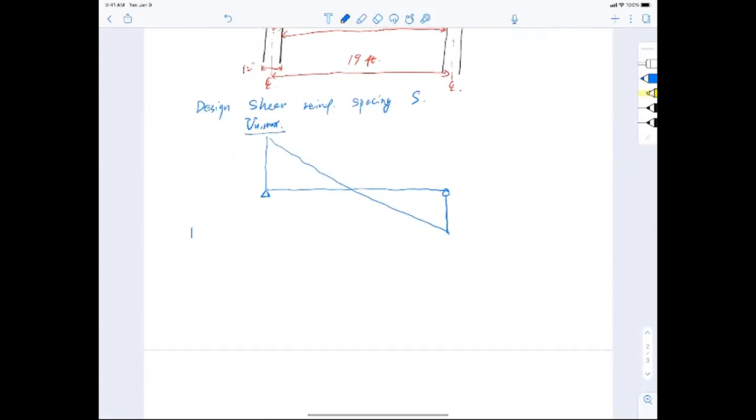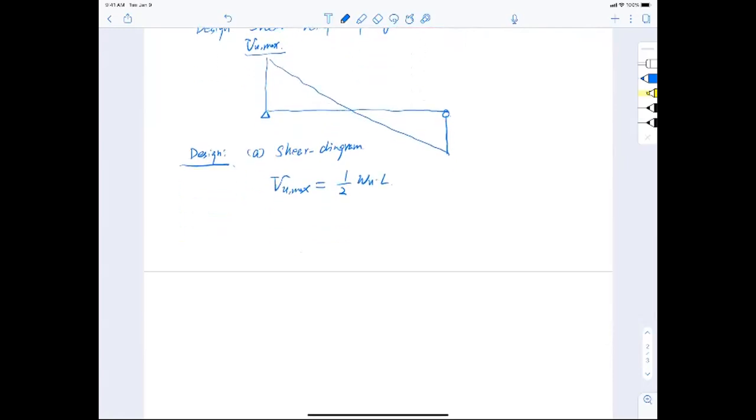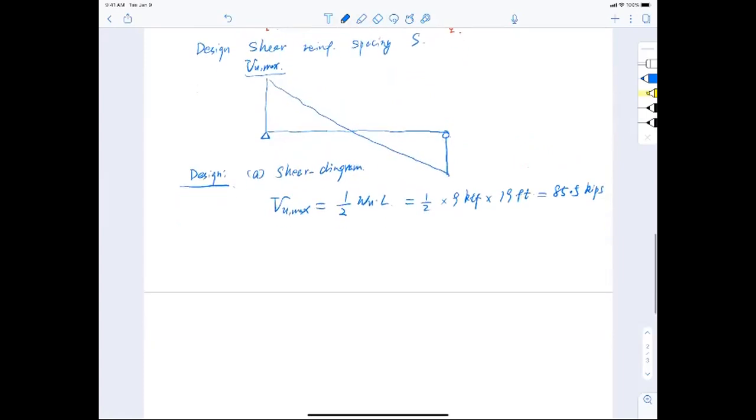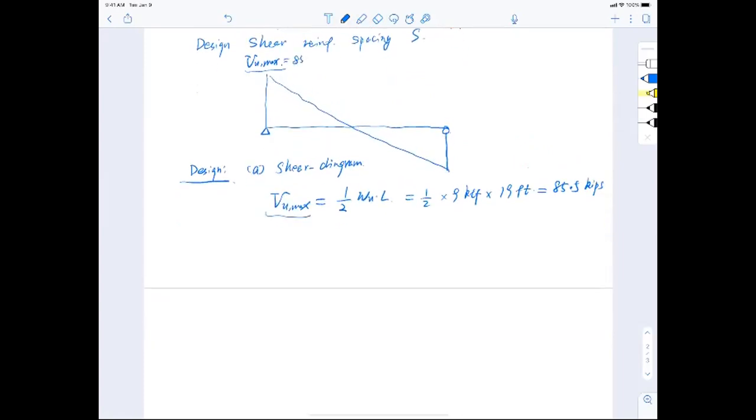So let me say that for the design, A, shear diagram, and find out the VU max. And it's just a uniformly distributed load. So VU max is simply half of omega U multiplied by L at the support. Okay, so that is half of omega U, which is 9 kips per linear foot, multiplied by 19 feet of span length. And I have here 85.5 kips. Mind you that this 19 is not the clear span, it is the entire span, right? So that is my maximum shear force. So here I have 85.5 kips.